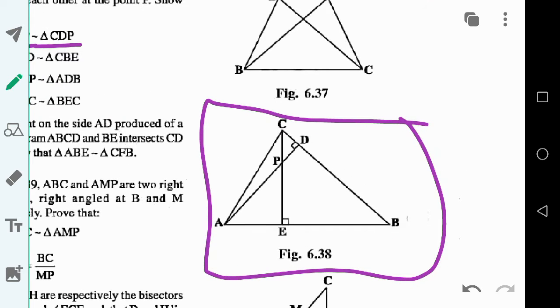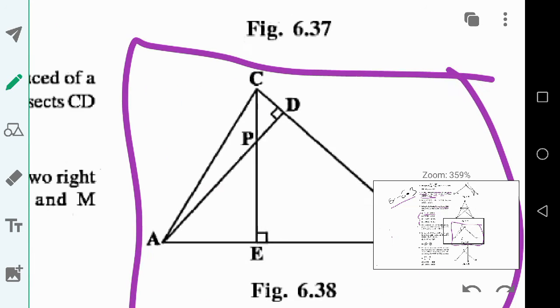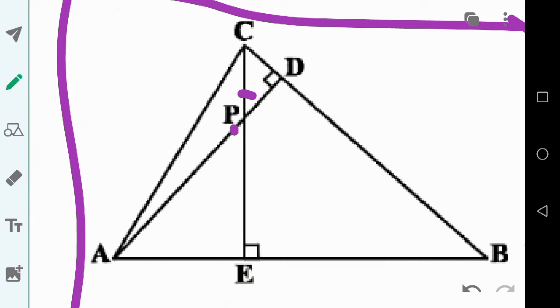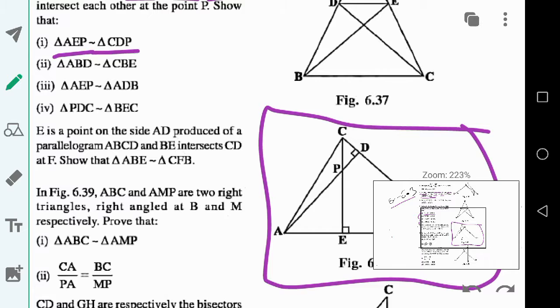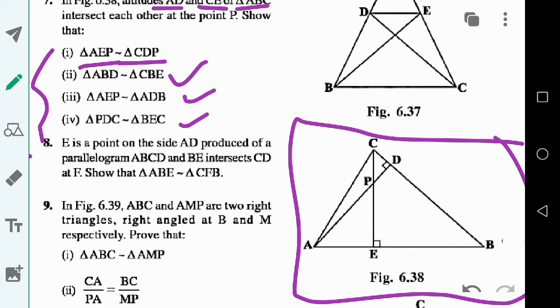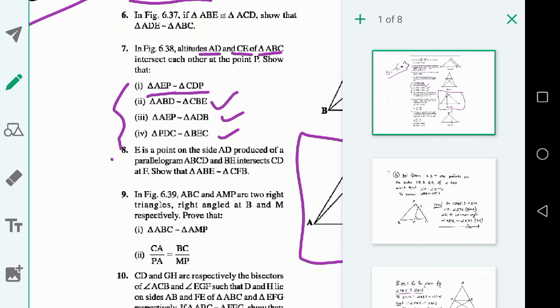First let us prove AEP and CDP similar. So how to prove this one? Now if you observe the figure, these two angles are vertically opposite, so they are equal. And these two angles, CDP and AEP, are both 90, so two angles of each triangle are equal. That's why these two must be similar according to AA. Similarly, we can show the remaining also. So let me show you how to solve this.